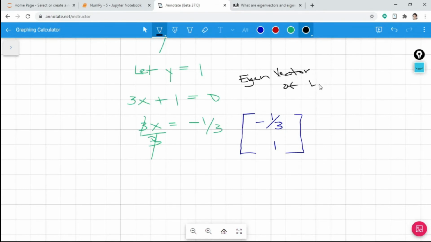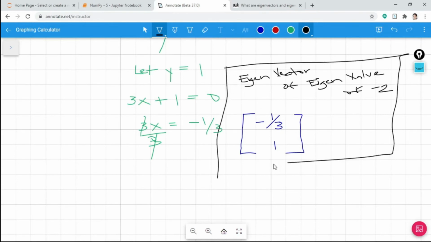Okay, of eigenvalue of negative 2. Okay, so this one. Okay, so negative 3 and 1. Okay, so let's check if we got the correct answers.